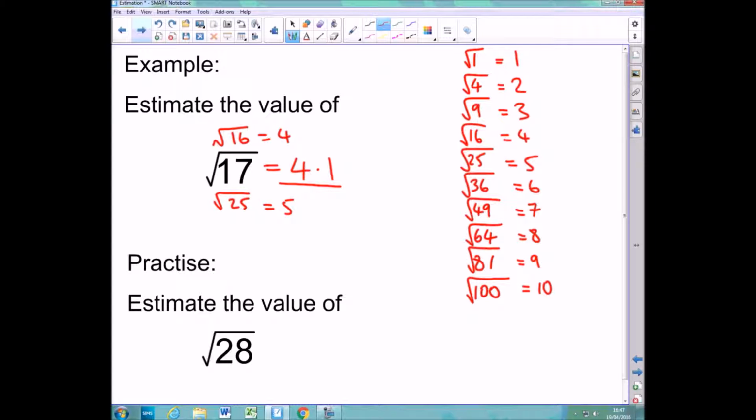Okay, so down the bottom, I've got one for you to have a go at. See if you can estimate the value of the square root of 28.